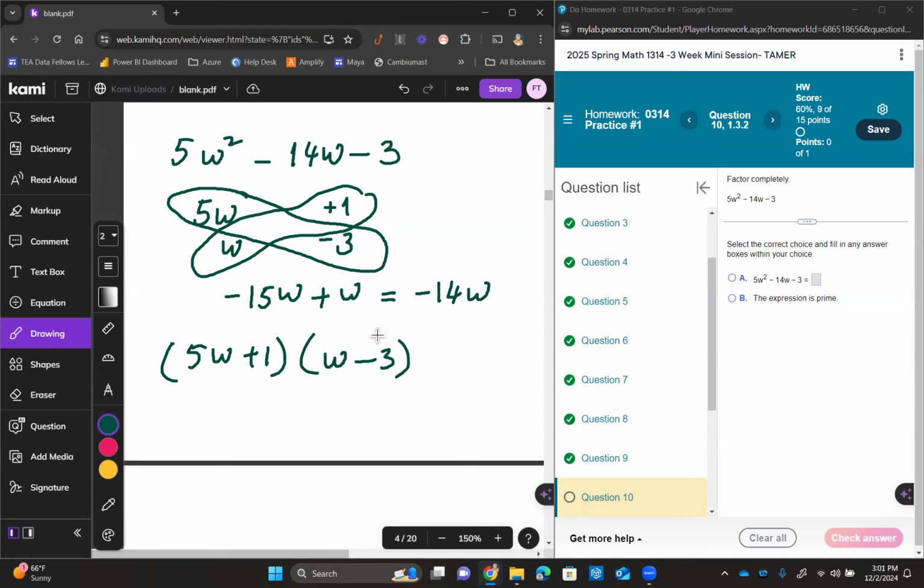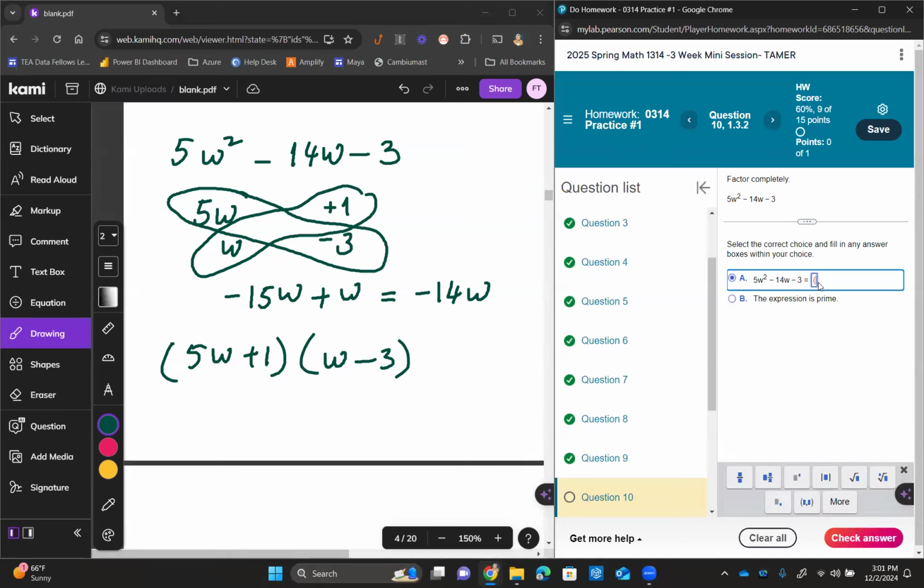Once you FOIL them again and combine the like terms, you must get your original problem. So that might be your checkpoint. Since I'm very sure about my answers, I'm going to go ahead and plug it in. 5w plus 1 and w minus 3 is the expected answer here.